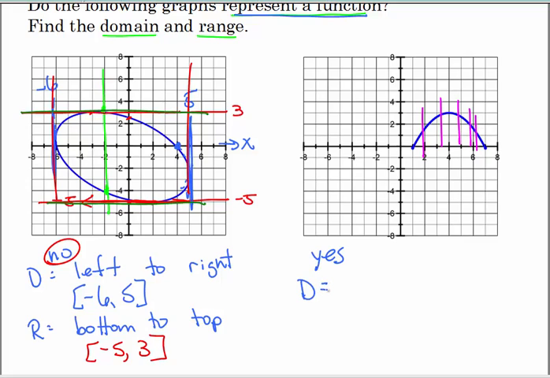What's the domain? You want to go from left to right. How far left does it go? From here, which is about a 1, to here, which is 7.